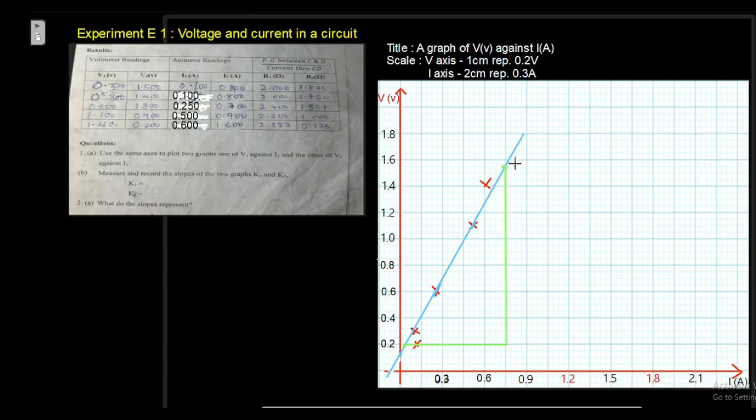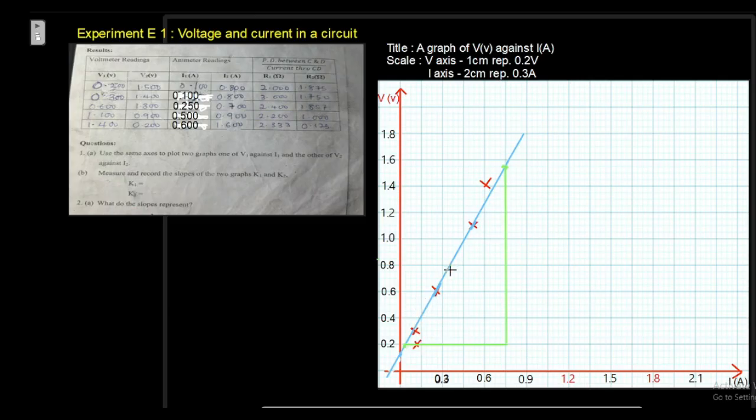To get your slope, you choose any 2 points on this line. The points should be points that are easy to reach, so you can easily get their values. So here I went with these 2 points. Please, the points should not be too close to each other, neither should they be too far from each other. So I went with this and this.